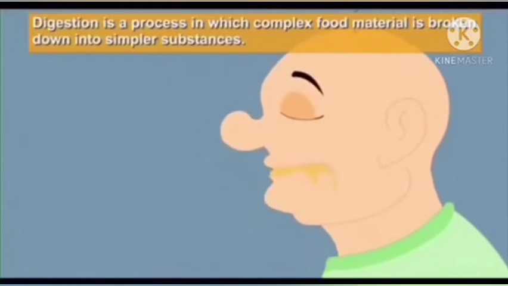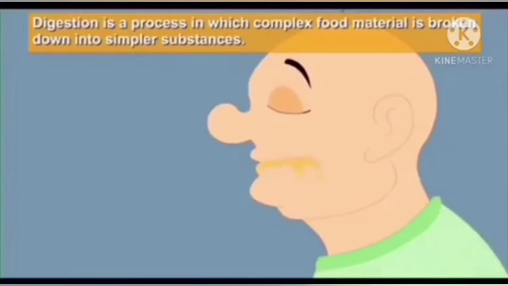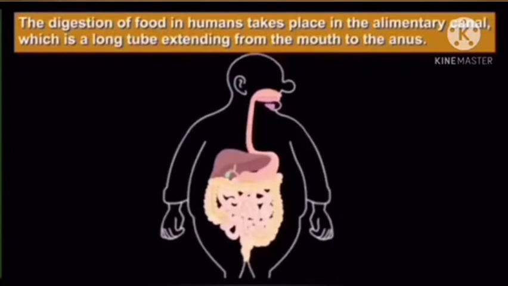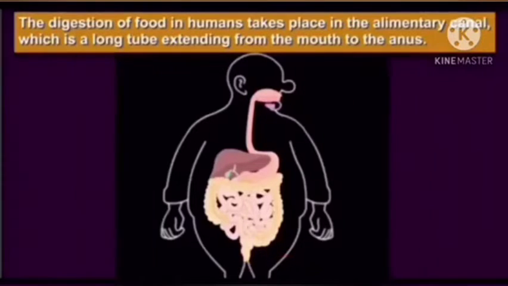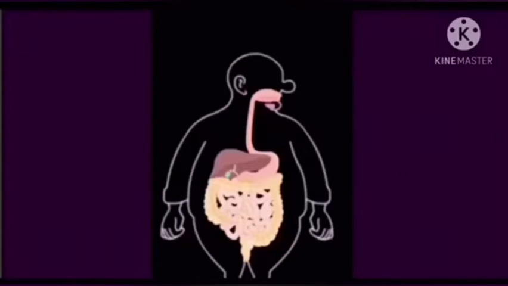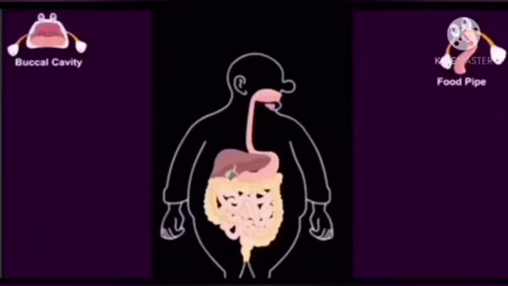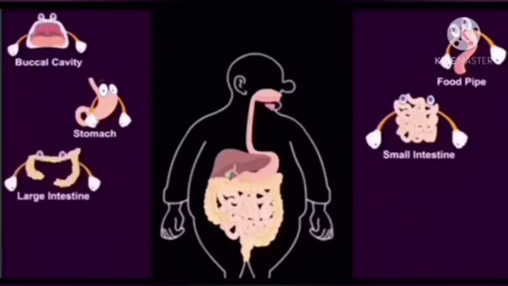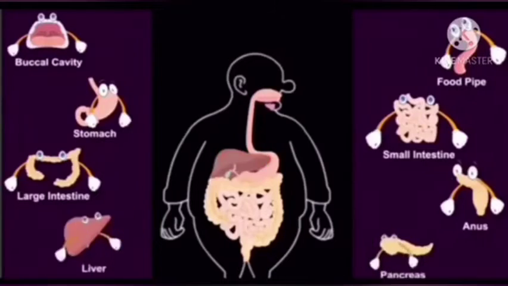Digestion is a process in which complex food material is broken down into simpler substances. The digestion of food in humans takes place in the alimentary canal, which is a long tube extending from the mouth to the anus. The different parts of the alimentary canal are the buccal cavity, food pipe or esophagus, stomach, small intestine, large intestine, and anus. Two glands, namely the liver and pancreas, also help in digestion.